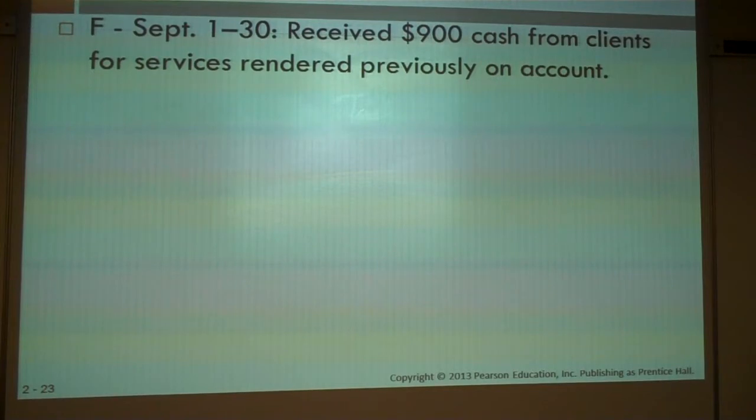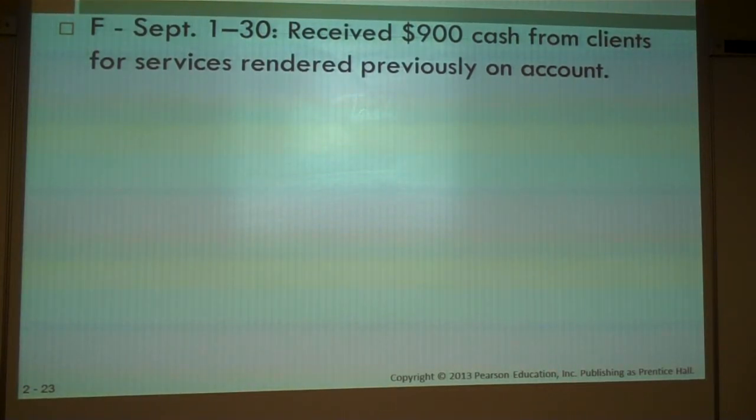F, September 1 to the 30th. Received $900 cash from clients for services rendered previously on account. Received $900. What accounts are affected? Cash and accounts receivable. What kind of a transaction is this going to be? A shift in assets.